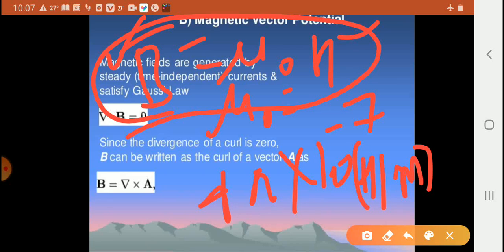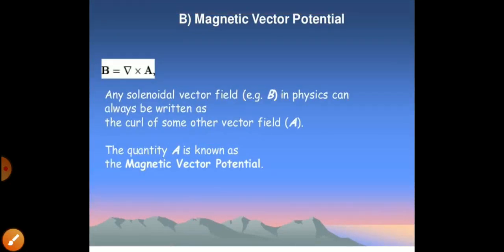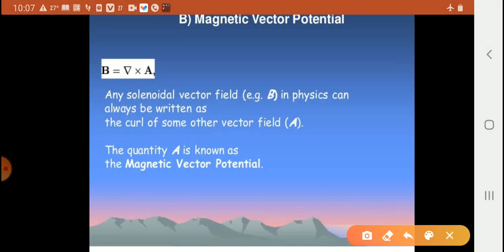Since the divergence of a curl is 0, B can be written as the curl of a vector A. So B equal to del cross A, where A is a vector. The quantity A is known as the magnetic vector potential.